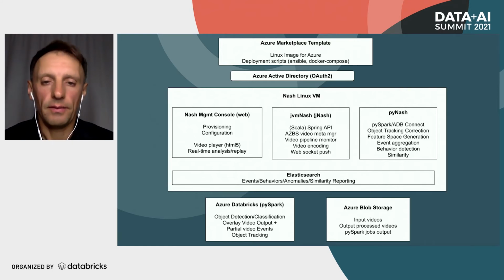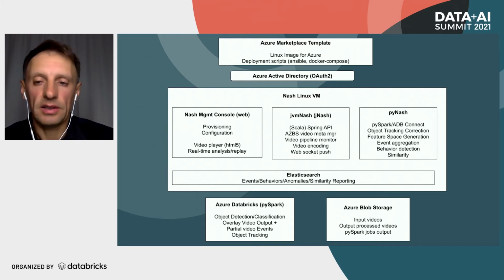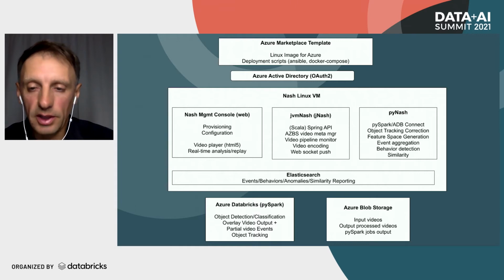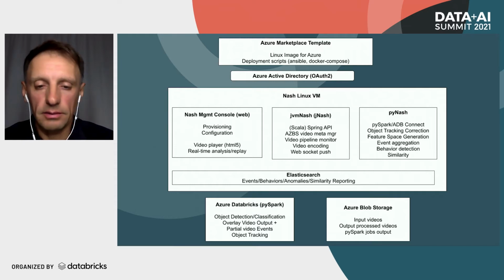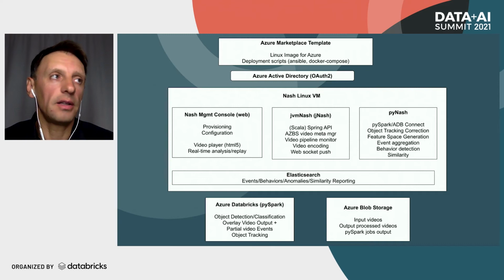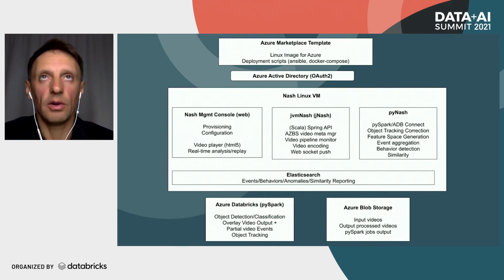So that's the JVM, and then the Python service does all the heavy lifting. It's actually the PySpark driver, and it does the object tracking correction, the feature space generation for the behavior anomalies, event aggregation, and similarity, right? I didn't show the similarity. Basically, you click on that similarity canvas, and you can find videos similar to the one being processed, because that was the whole point for the analyst.